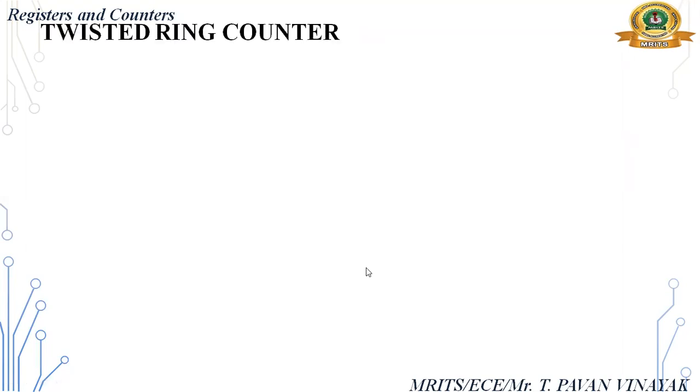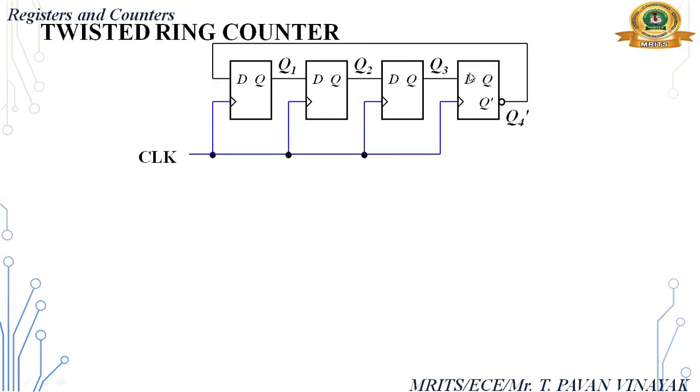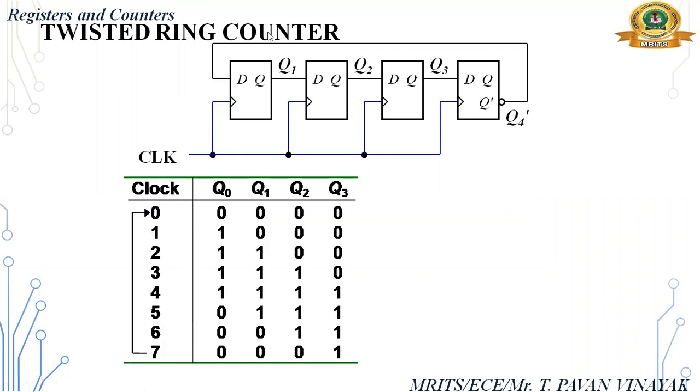See, the circuit is this one. Q bar is connected to here. So whatever value you give, it can perform the operation. Let us see the diagram. Clock cycles. This is the initial state, 0, 0, 0, 0. Now you have to perform shifting.